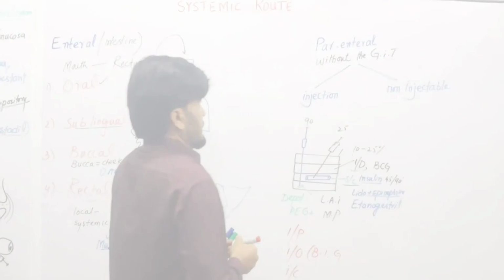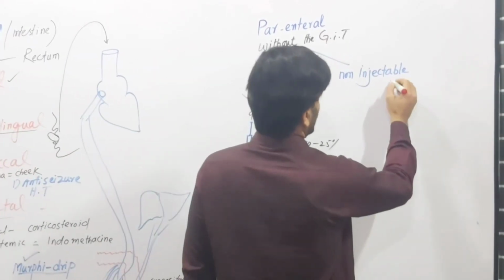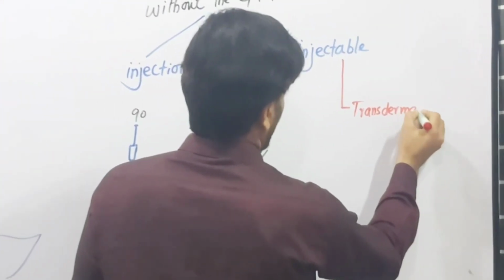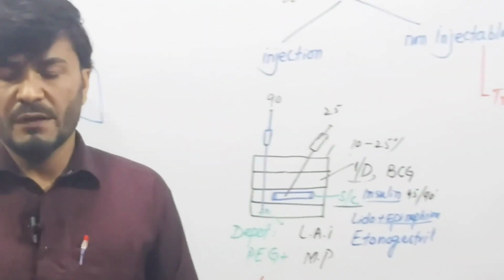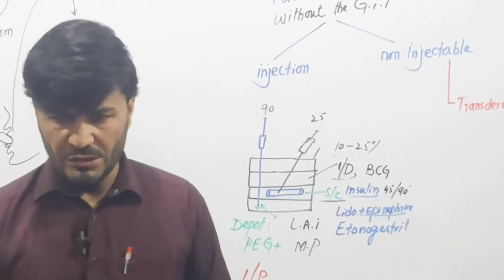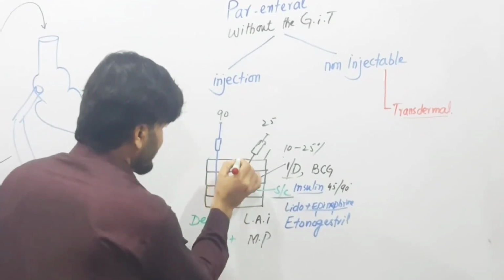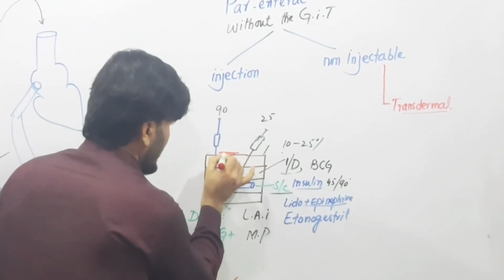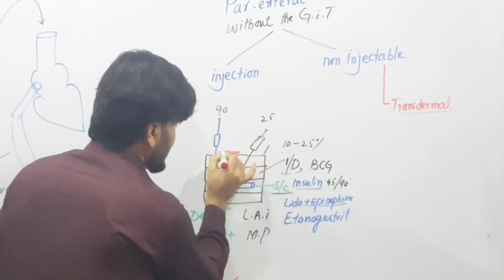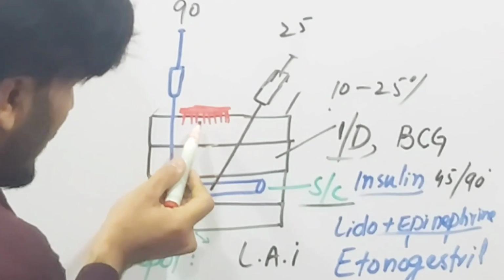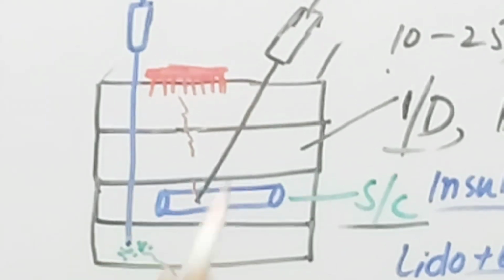The non-injectable parenteral routes include the transdermal route of drug administration, mainly with the help of a transdermal patch. It is a medicated patch which is applied on the surface of the skin, and the active ingredient, the drug present in this patch, moves across the skin for a systemic effect.